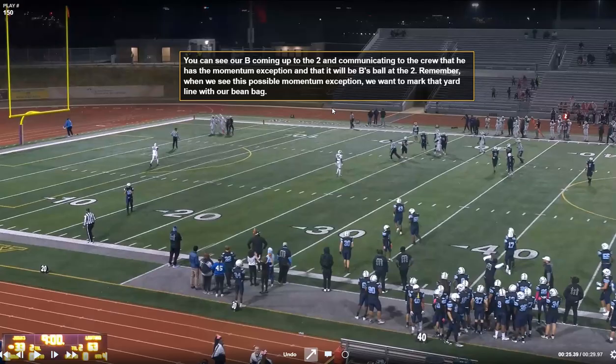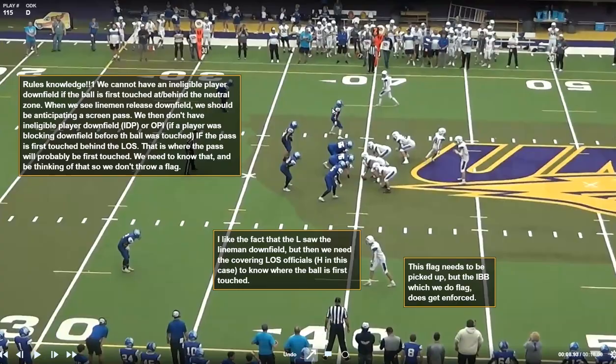Next play. Yeah, so this is a play that happened in one of our semifinal games, and just rules knowledge. We need to know we cannot have an ineligible player downfield if the ball is first touched at or behind the neutral zone. By rule, we cannot.